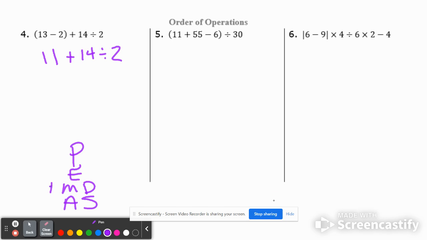So again, we know division is going to happen before that addition. So I like to put little parentheses so I know what's next. 11 plus 14 divided by 2 is 7. Add those up and I get 18.